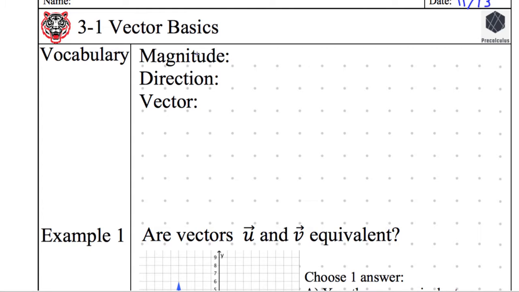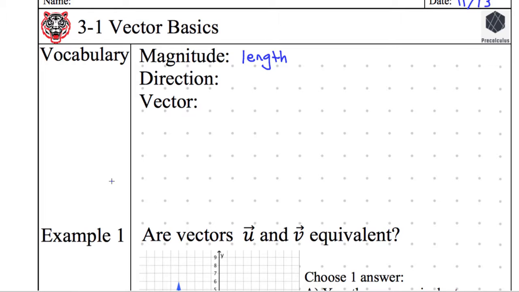3-1, vector basics. What is magnitude? When you think of magnitude, a magnitude 7.2 earthquake, what are you thinking? Magnitude. Sounds so familiar. In math, when you think of magnitude, I want you to think of this: length. Write it down, length.